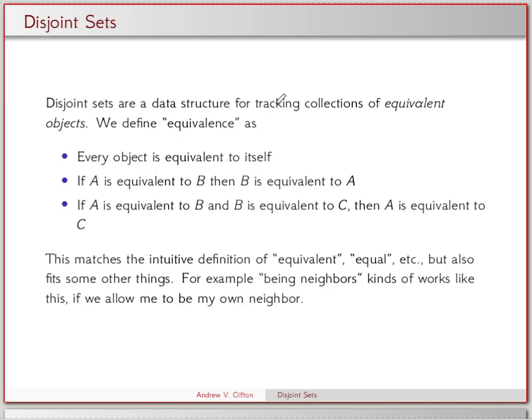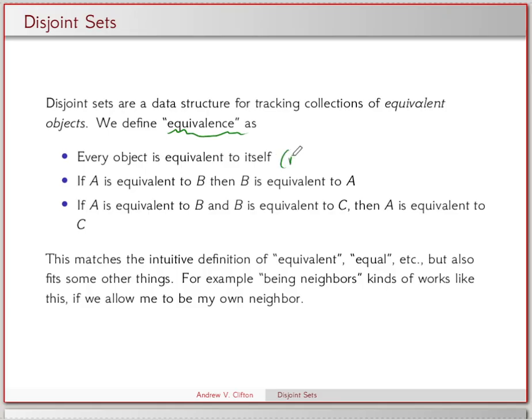But first, let's talk about what we are trying to accomplish here. A disjoint set is a data structure for tracking collections of equivalent objects. So we have a bunch of objects, and some of them are equivalent to each other, and some of them are not. We're going to define equivalence according to this definition here. Number one is every object is equivalent to itself. If you ask, hey, is A the same as A? Then the answer is yes, always, no matter what.